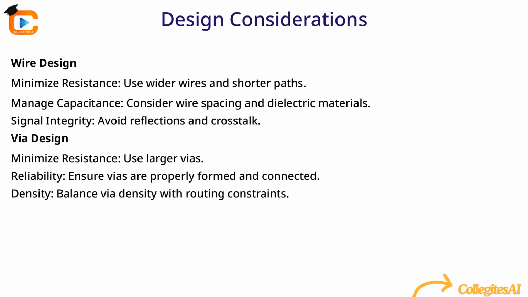Designing efficient and reliable wires and vias requires careful consideration of several factors. For wires, we need to minimize resistance by using wider wires and shorter paths. We also need to manage capacitance to avoid signal degradation. For vias, larger vias minimize resistance, and proper formation ensures reliability. The density of vias must be carefully balanced with overall routing constraints.